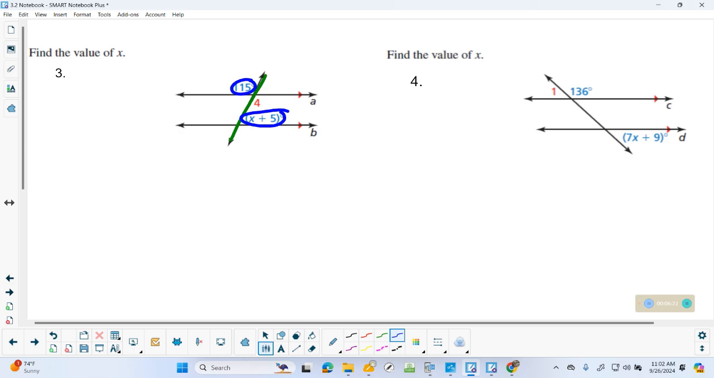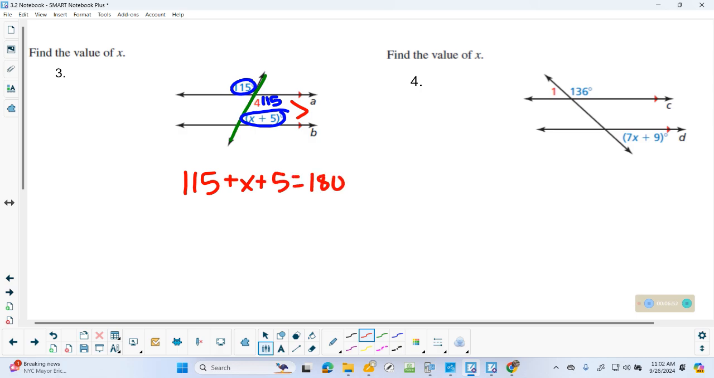Now, what do you know about 115 and angle 4? They're vertical, and I know those are congruent. So that's why I put the 115 where angle 4 is. They're vertical angles, they are congruent. Now I'm looking at these two. They're now consecutive interiors, so am I going to equal or 180? 180. Consecutive interiors add to 180. So I'm going to do 115 plus x plus 5 equals 180.